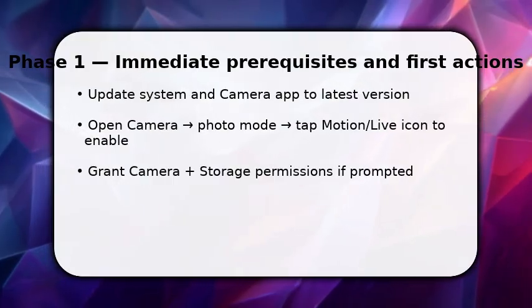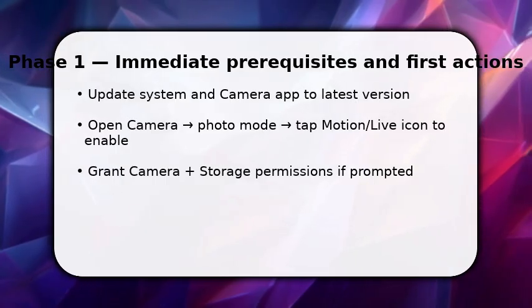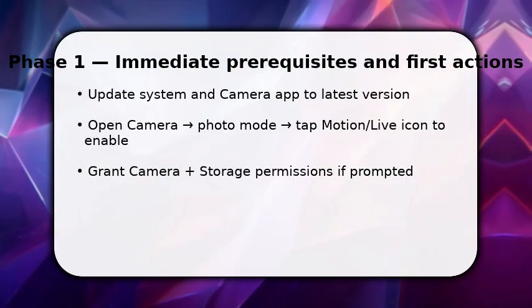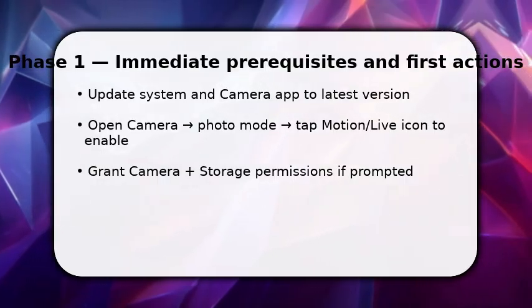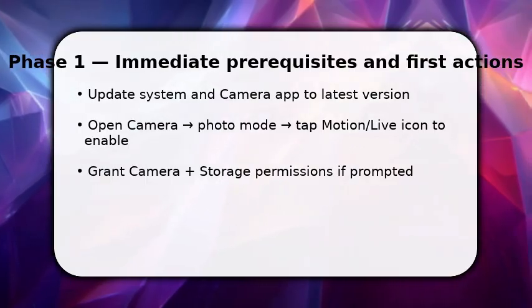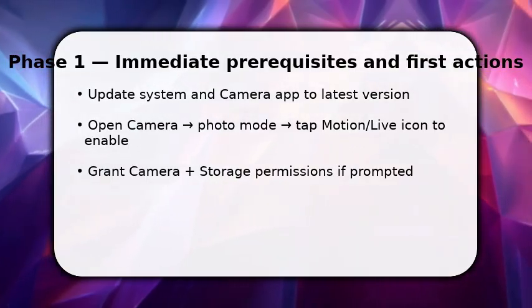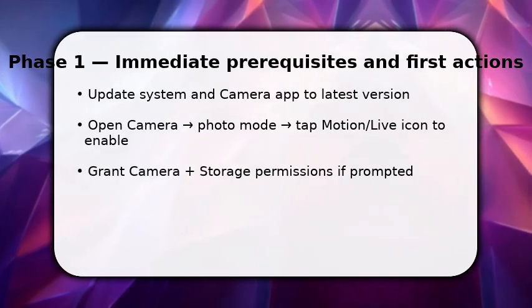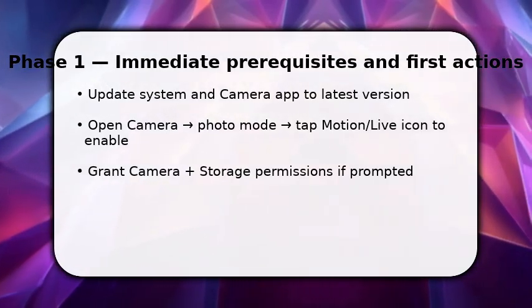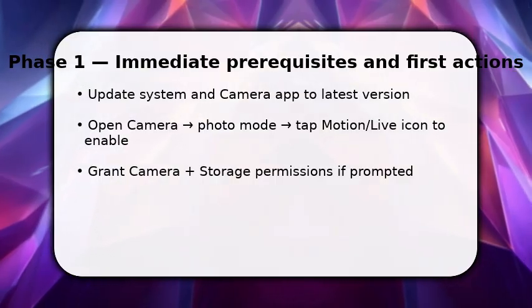You start by preparing the phone, update system and camera app so live photo works correctly. Once done, open camera and switch to photo mode, then tap the motion or live icon to enable capture of short motion clips. Make sure you granted camera and storage permissions, because without them, the phone won't save the live frames. You're ready to capture. Hold the phone steady, frame your subject, and get into position to take the first live photo.